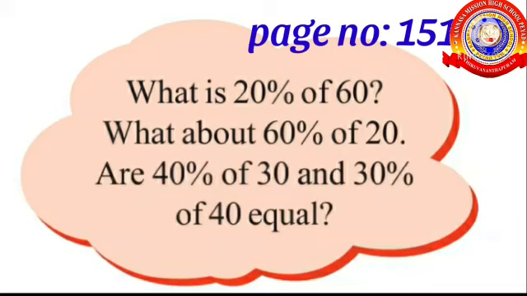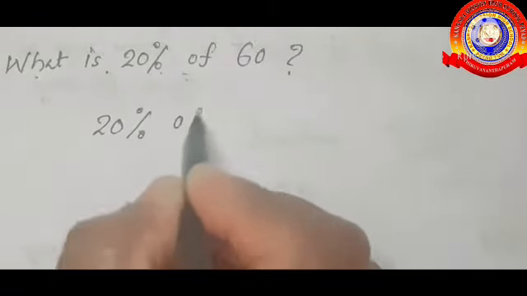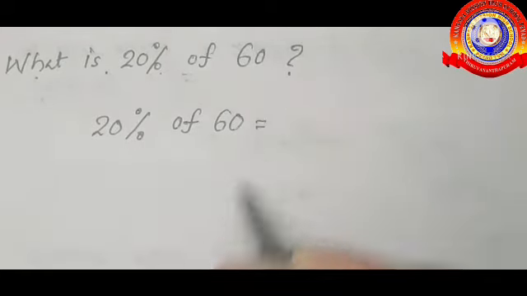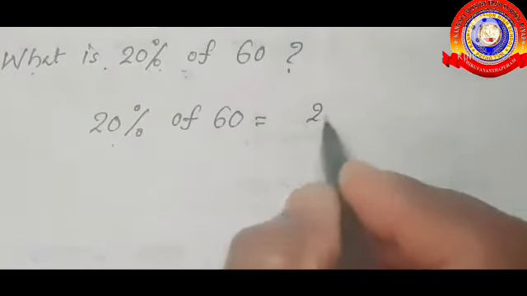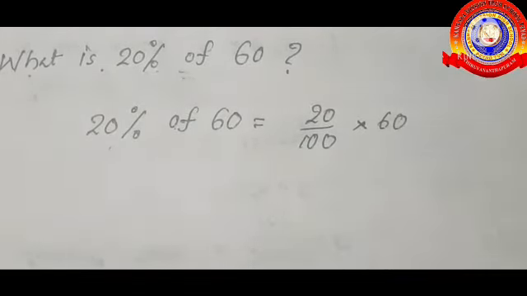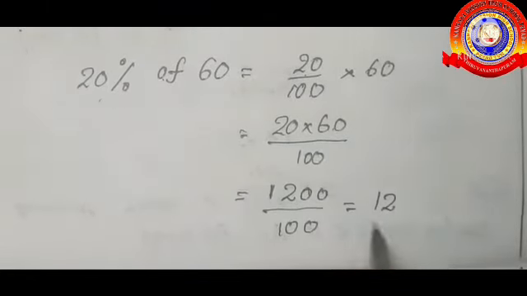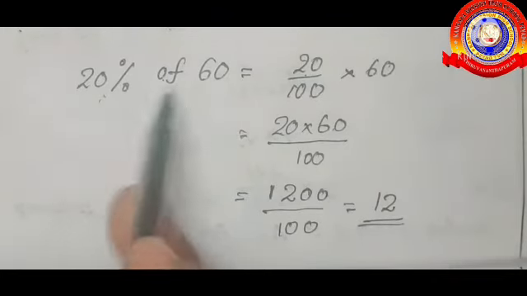Next we shall do a question from the textbook page number 151. First one, what is 20% of 60? What about 60% of 20? What is 20% of 60? 20% of 60 is equal to 20% is 20 by 100, that is 20 by 100 of 60, which is equal to 20 by 100 of means into 60, which is 20 into 60 divided by 100. 20 into 60 is 1200. It is 1200 divided by 100, which is equal to 12. So 20% of 60 is 12.